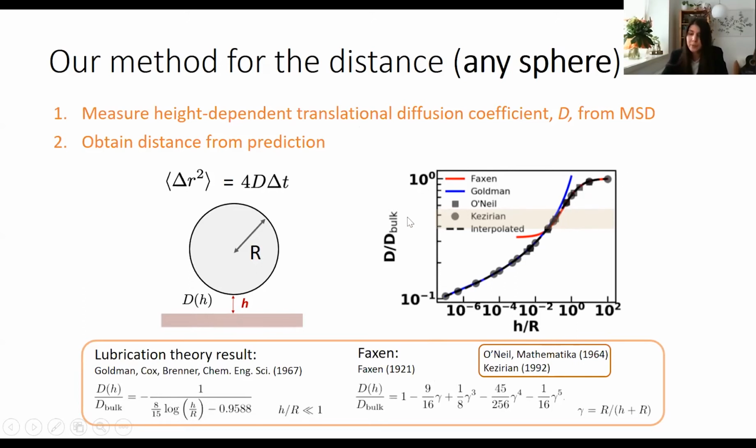So what our collaborator did is that he used numerical data that exists in the literature, and then he performed a third-order interpolation of the log-log variant of this combined data. And basically he came up with this prediction here, this dashed line. I hope you can see it in this graph. So now we have a prediction that relates the reduction of the diffusion coefficient to a height from the wall for the entire separation distance regime.